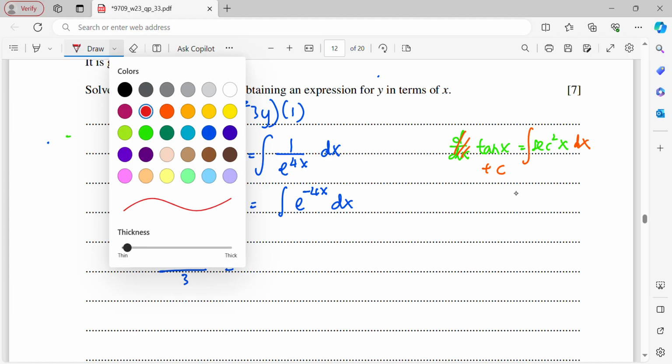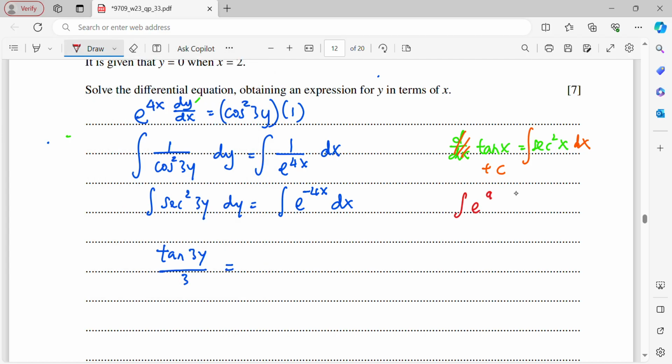Then to integrate exponential of ax plus b dx, you have to rewrite the whole exponential function and then divide by the differentiation of the power of the e. So when you differentiate ax plus b, it will be a, followed by plus c. Which means in this case it will be e to the negative 4x over negative 4, then plus c.